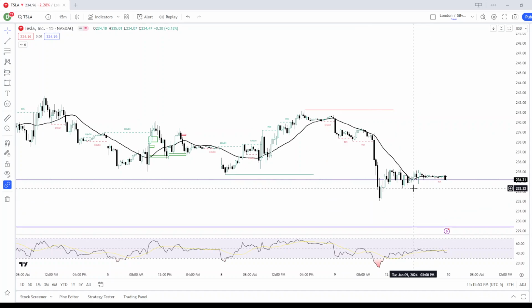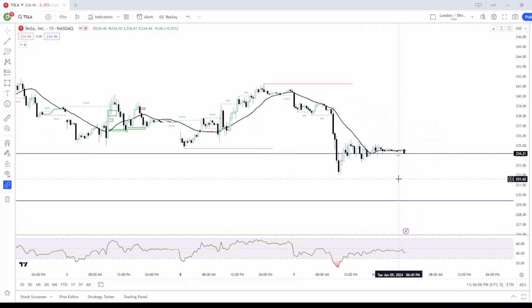So on the 15-minute time frame, I'm not seeing anything I love right now. If we see a bullish change of character, I'll be looking for a displacement candle on the 15-minute chart and see if there's a trade set up there as well. But right now, I don't see anything that I love.